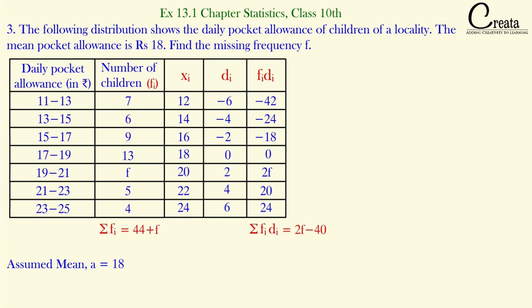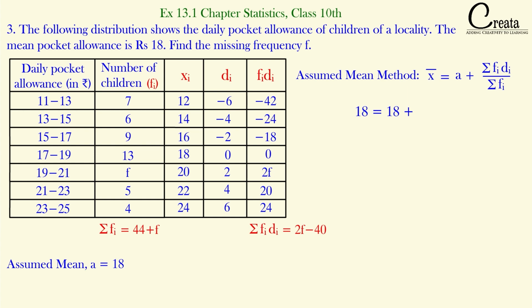Let's take the formula of the assumed mean. This is the formula of assumed mean: x bar is equal to a plus sigma fi into di upon sigma fi. We know the value of the mean, it is given as 18, and the value of a, that is the assumed mean, is 18. Note that here x bar and a both are equal to 18.